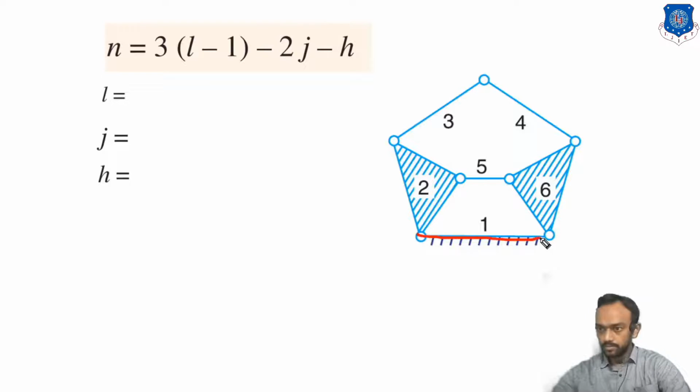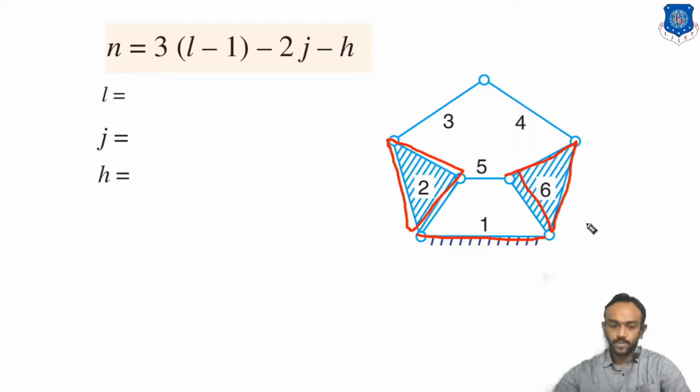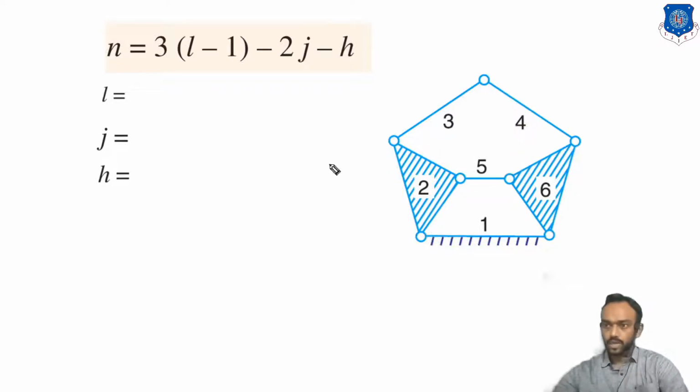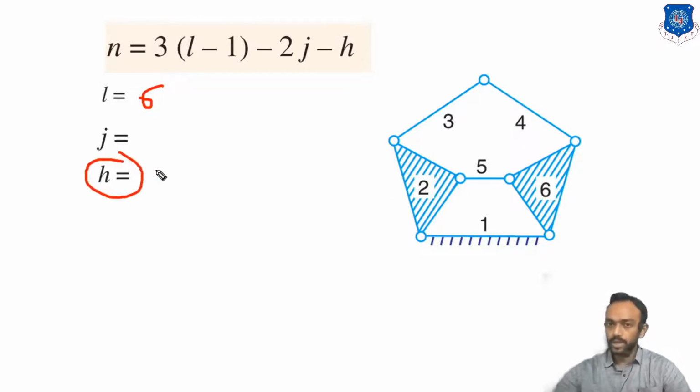Now link number 1, link number 2, link number 3, 4. The number of links is already given. In this total triangle, there is no relative motion between them, so they are considered as a single link. So the links are 6. How many joints are there? There is no higher pair, because a higher pair means line or point contact. So the higher pair is 0.